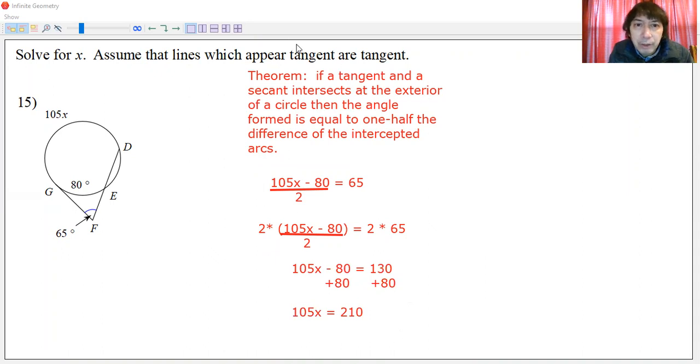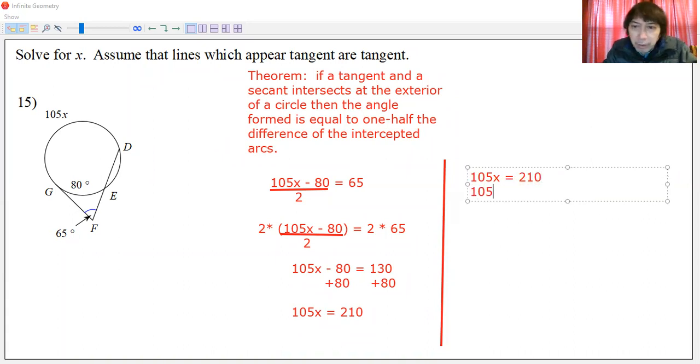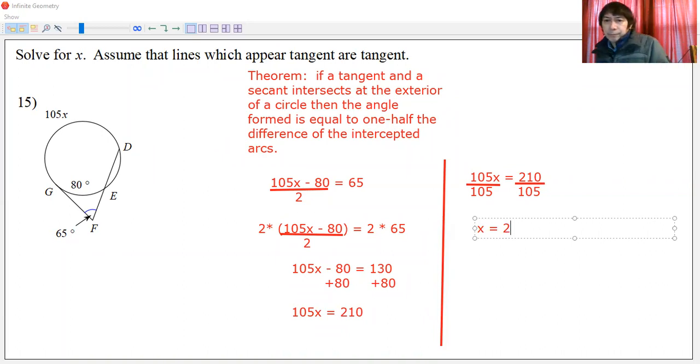We can continue with the right side of the screen. This will be 105x is equal to 210. We divide by 105 on both sides. So that looks like x equals 2. X is just equal to 2, and that's our answer.